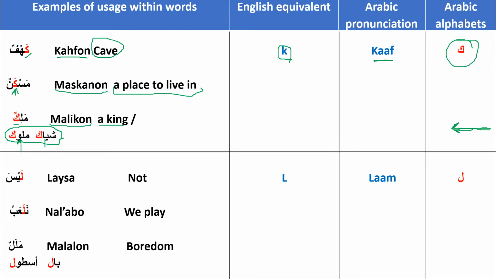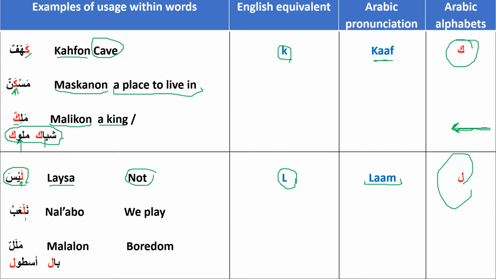Nice. The following letter is this one. It is read in Arabic as an alphabet. It's read lam. The equivalent sound or letter in English is L. L. If you want to write it in the beginning of the word, it is attached to the letter that follows it. The word here, example, is laysa, which means in English not.